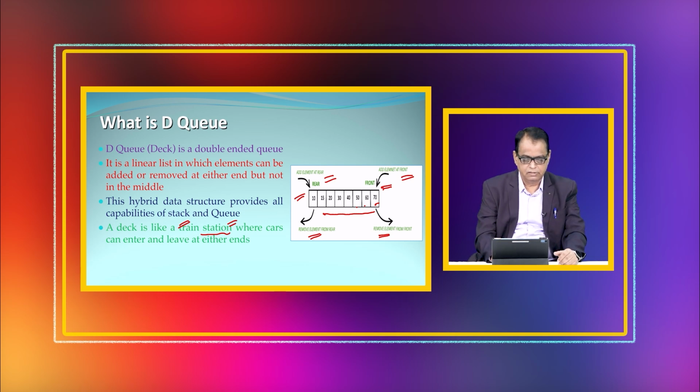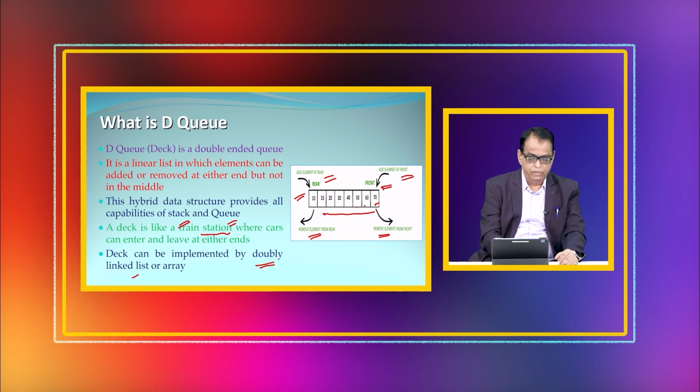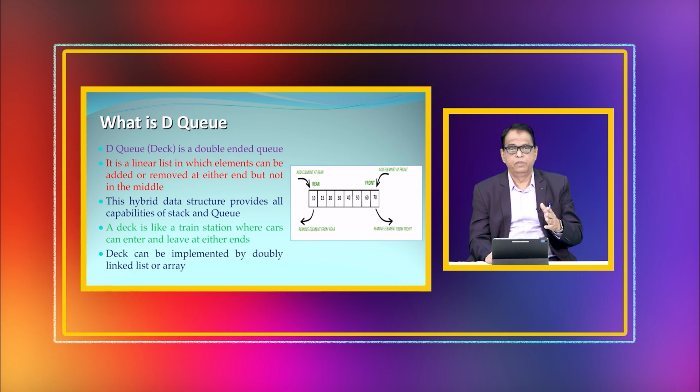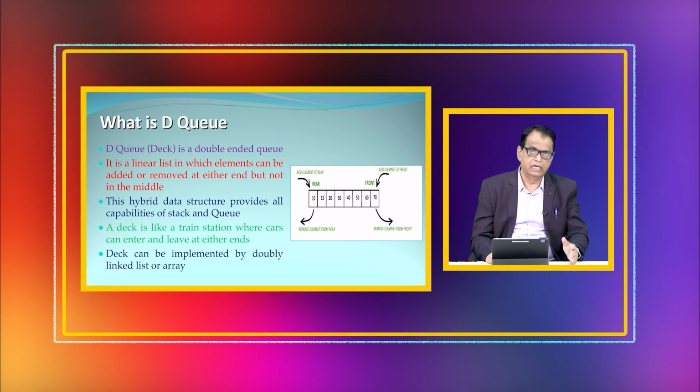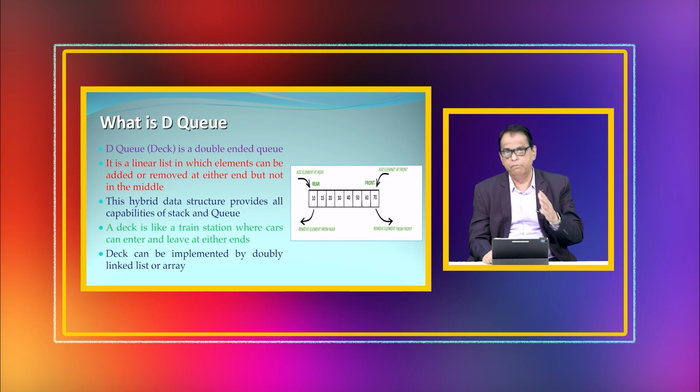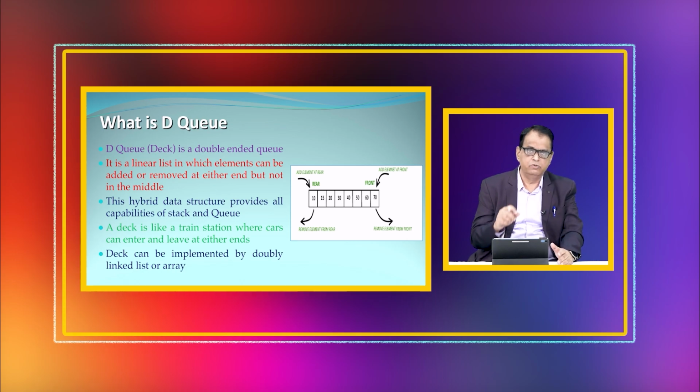Whenever we want to implement the double-ended queue, it can be implemented either by using an array or by using a linked list. As we have seen in our earlier case of linear queues, the linear queues can be implemented by using an array or by using a linked list. In the same way, the double-ended queues can also be implemented by using an array or by using a linked list.